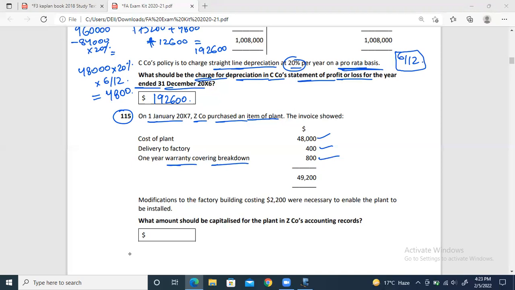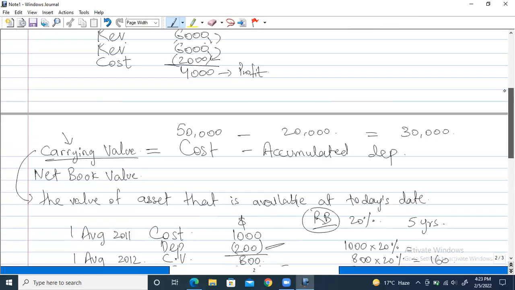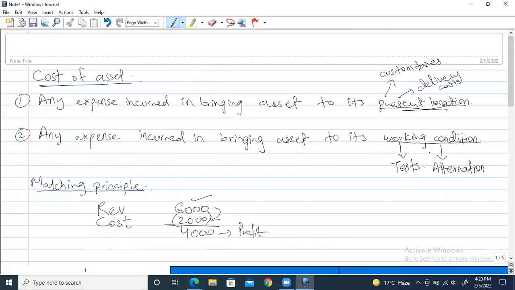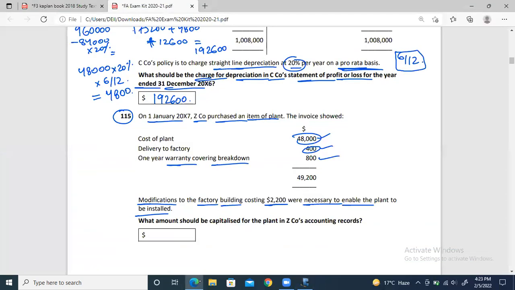Okay, so 48,000 and 4,400 will be included, right? There is a small note as well written over here. Modification to the factory building costing 2,200 were necessary to enable the plant to be installed. So this is answering the second question. Remember, working condition. We have to alter the factory as well to make it working, right? So 48,000 plus 400 plus 2,200.